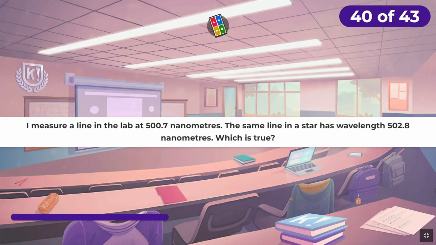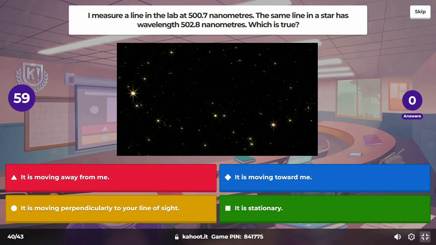So let's say I measure an emission line in a lab at 500.7 nanometers, and then in a star, I measured that line to be 502.8 nanometers. So what can we say about the velocity of that object with respect to the Doppler shift?